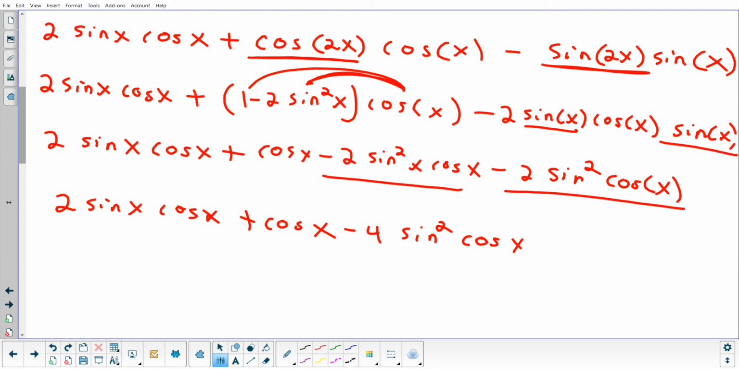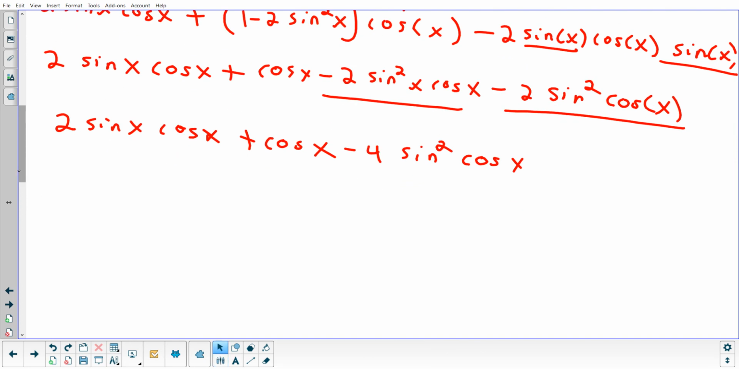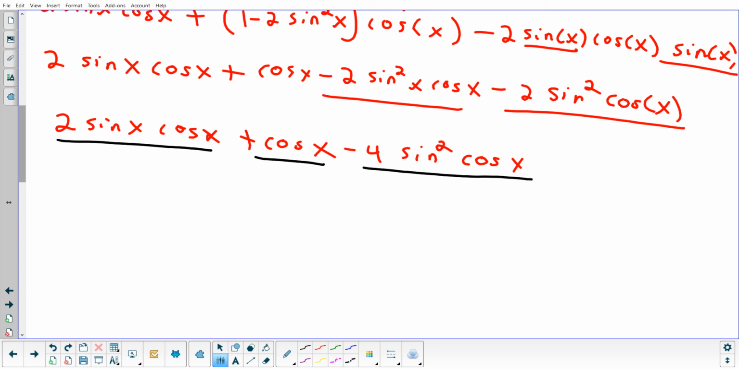Okay, now, when we look at that, I'm just going to give you kind of a hint. This is a term, this is a term, that's a term. Does anybody see something that's in common to all of those terms? Cosine x. So what can we do with it if it's common to all of them? Factor it out. And then I want you to see what you're left with. So let's take the cosine x, factor it out. What would be left in the first term? 2 sine x. And I'm going to put that here.